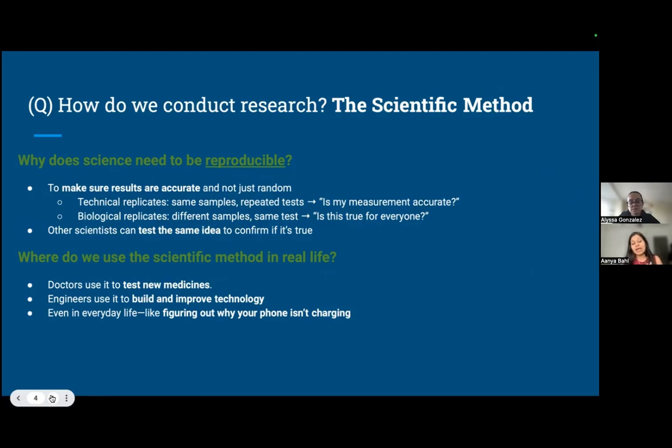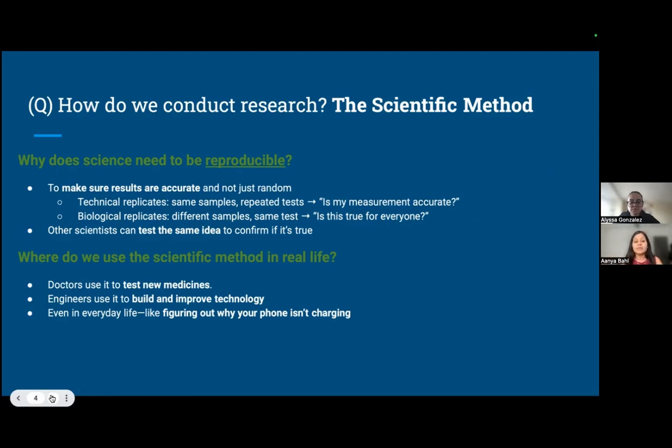So, for example, you can have something called a technical replicate, which means you're looking at the same samples, you're just doing the same experiment over and over again. This is answering the question, is your measurement accurate? But also, you can have something called a biological replicate, where you have different samples, but you're doing the same test. That's to see, hey, is this true for everyone? And then once you do that, you tell your friends and your other scientists to see if they can test the same idea and see what they find.